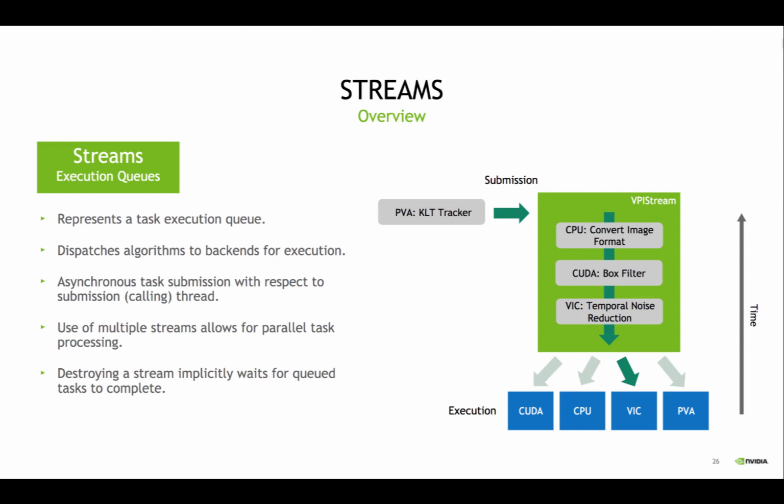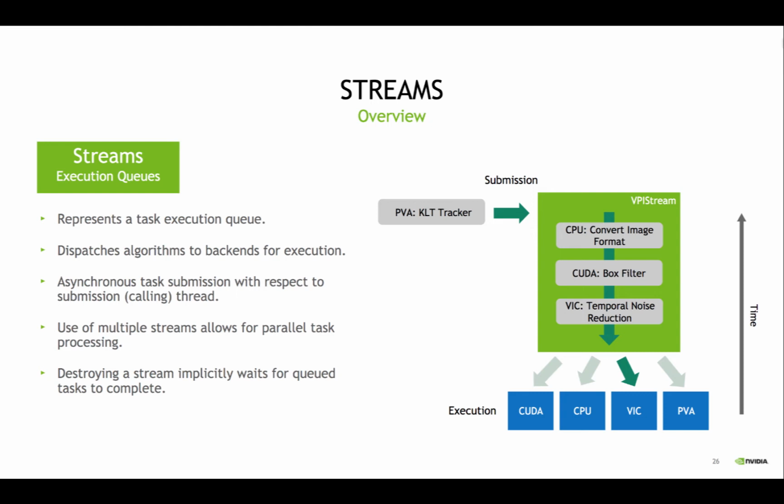Tasks are submitted at the top and executed by a backend at the bottom. Upon submission, the algorithm is associated with the backend, as we've seen previously. Upon execution, the stream knows which backend to dispatch the algorithm to. Moreover, streams allow for asynchronous algorithm execution, as we've said a couple of times now. You submit the algorithm and don't necessarily wait for its execution, meaning that the submission is a non-blocking call, at least most of the time.